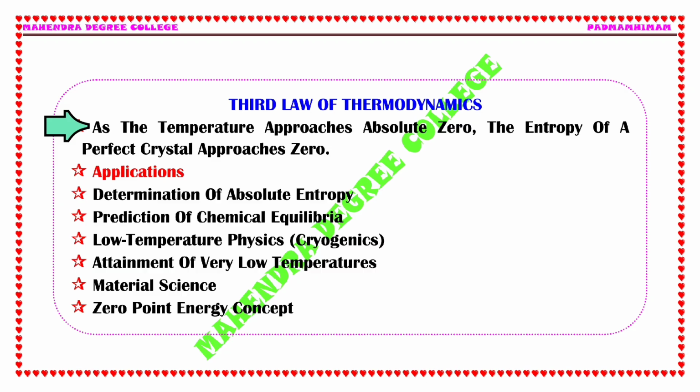At absolute zero, in a perfect crystal, atoms are fixed in perfect order. Hence, this order equals zero, which means entropy equals zero. The entropy of a perfect crystal at absolute zero equals zero. No system can have negative entropy.